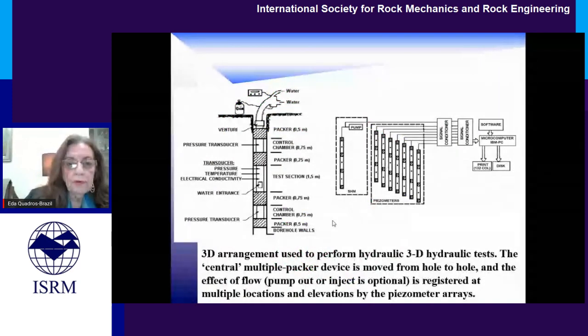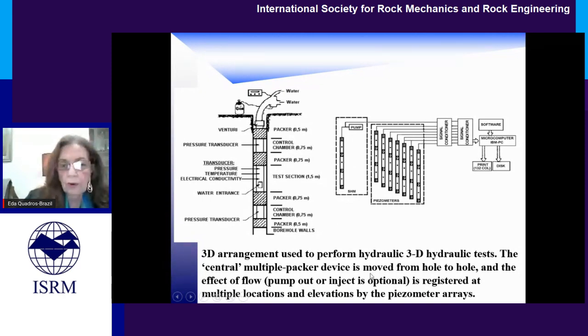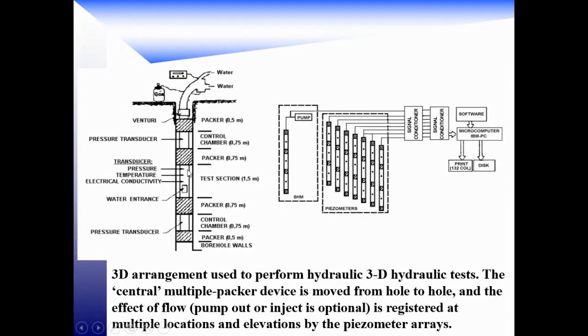And now we see the equipment arrangement used to perform these hydraulic tests. The central multi-packer device is moved from hole to hole, and the effect of flow, pump out or injection as optional, is registered at multiple locations and elevations by the piezometer array, as I referred before. The equipment used to make this set is a normal and straddle packer.